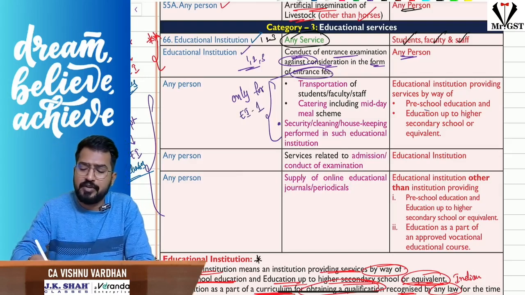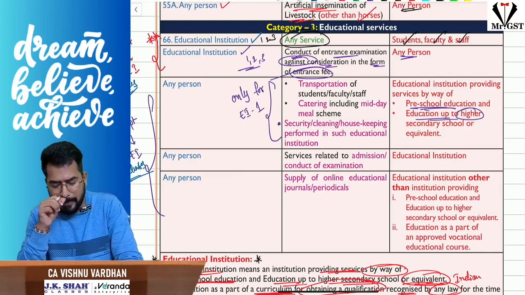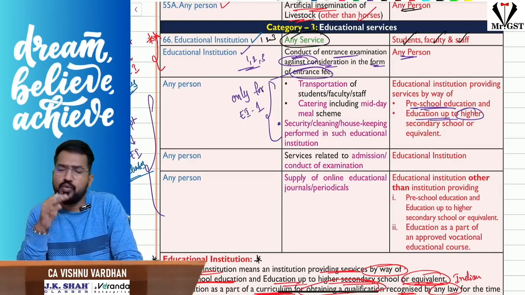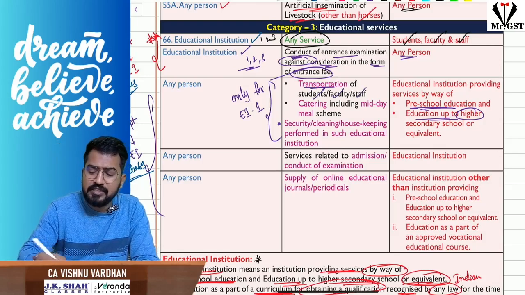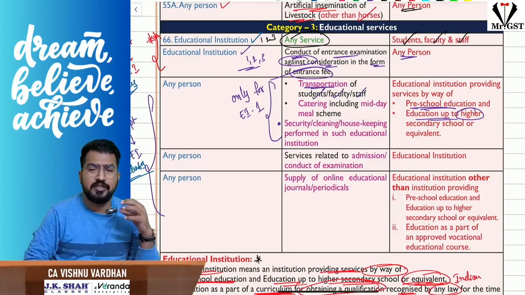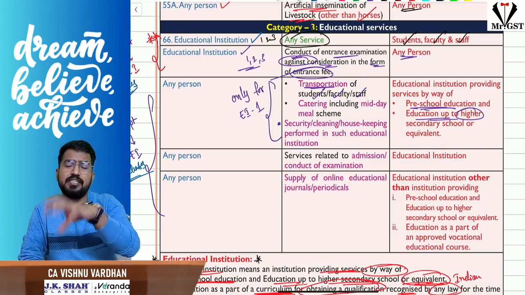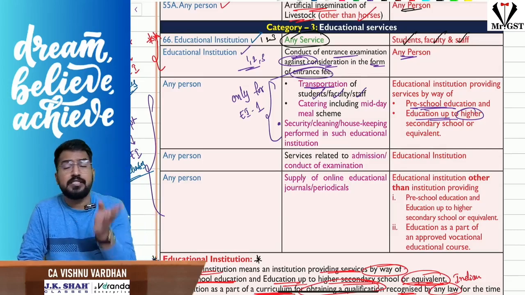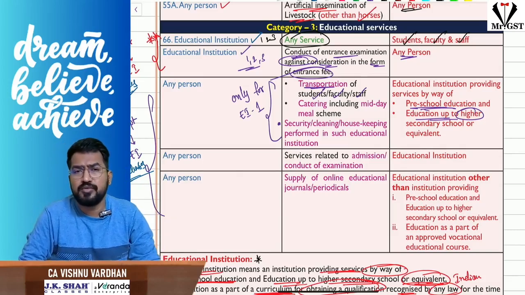That means institutions providing education as a part of preschool education or education up to higher secondary school. So any person who is providing services of transporting the students, faculty, staff of EI1, and is charging consideration. For example, imagine Mr. Rohit Sharma is transporting the students of Mumbai Indians English Medium High School and is collecting consideration from Mumbai Indians English Medium High School.